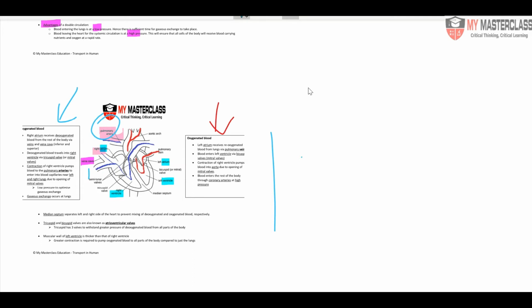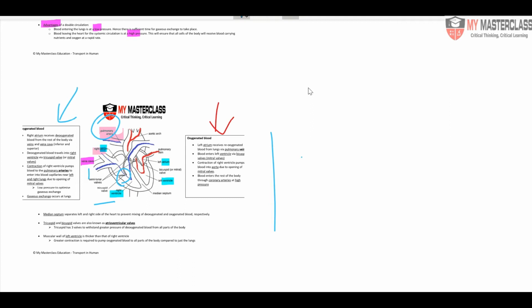Now you have got two main valves here. What separates the right atrium, the top part, from the right ventricle, the bottom, is what you know as the tricuspid valve. Now on the left side of the heart, which is your right hand, same thing.